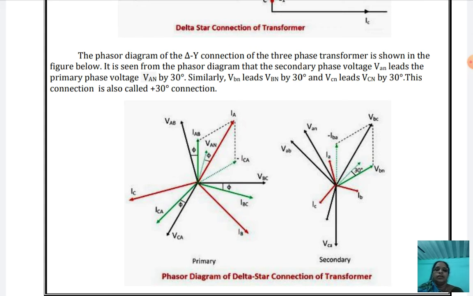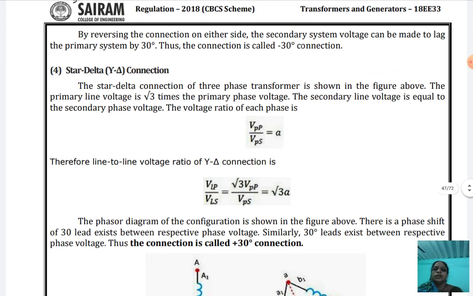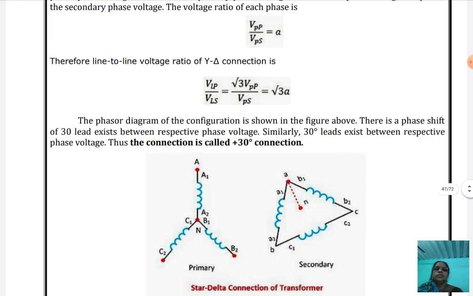VAN leads by 30 degrees. Similarly VBN leads VBC, like that, by 30 degrees. The next is the star-delta connection. Star-delta means primary is star and secondary is delta.